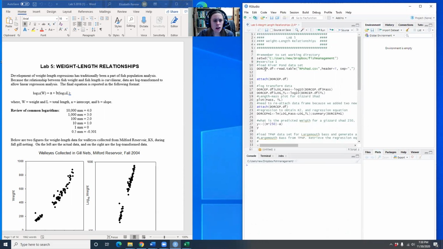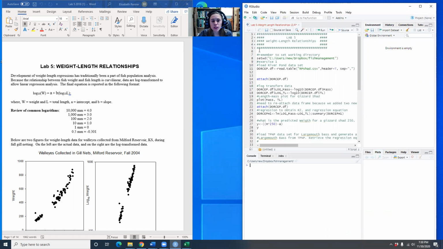The development of length-weight relationships is traditionally a huge part of fish population analysis. Information on how fish weigh compared to how long they are is really important for a fisheries manager because it gives you some indication of the condition of a fish. Because the relationship between fish weight and length is curvilinear, the data are typically log transformed to allow for linear regression analysis.